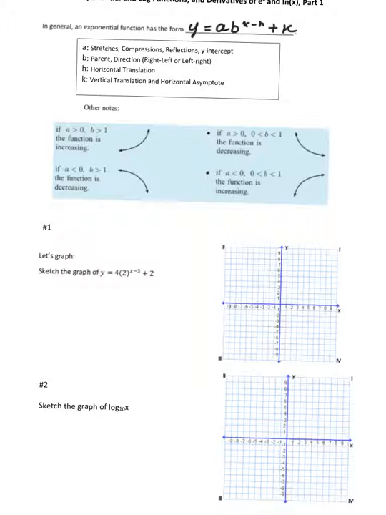What is our parent? Yeah, 2 to the x. Yep, 2 to the x. So let's just make the chart for 2 to the x, and then just apply the transformations. So I know that looking up in my chart that I have a y-intercept at an a value. Well, I don't have an a value other than 1, an implied 1 in front of the 2. So my y-intercept is (0, 1). So I can start there.